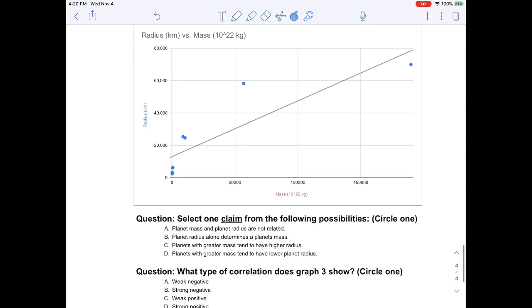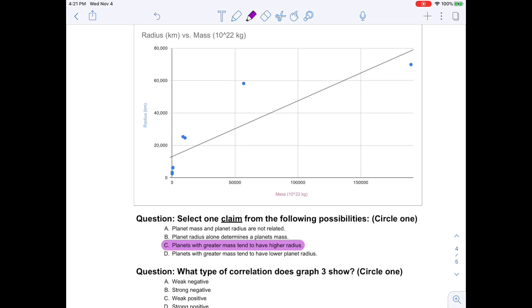So we need to select a claim. Planet mass and planet radius are not related. Planet mass or radius alone determines planet mass, or planets with greater mass tend to have a higher radius, or planets with a greater mass tend to have a lower radius. Well, you should know that big, massive planets with lots of stuff, they are bigger planets. So they have a higher radius. So I'm going to select C as my correct answer.